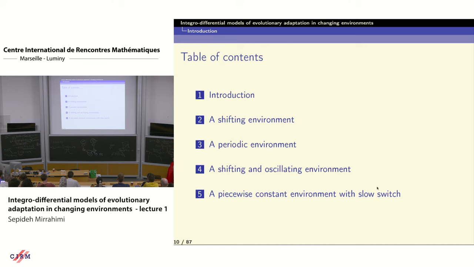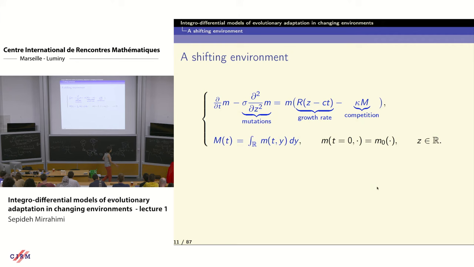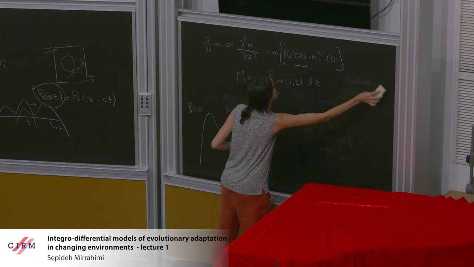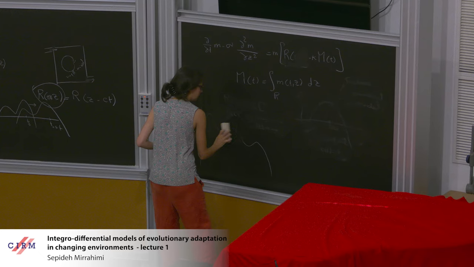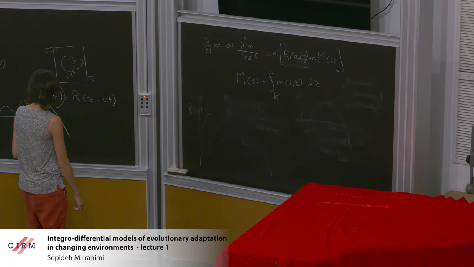Now I would like to begin with the case of shifting environment and see what we can say on the behavior of the solution. So this is the main model that we will focus on. We will consider a shifting environment, so that we have R of z minus ct here. Okay, so we want to study this equation.